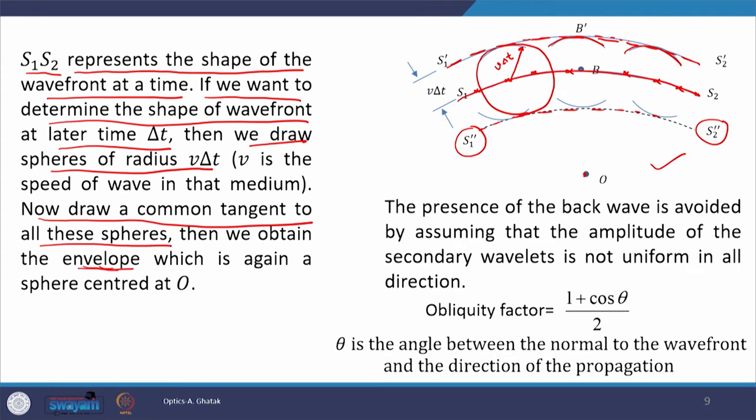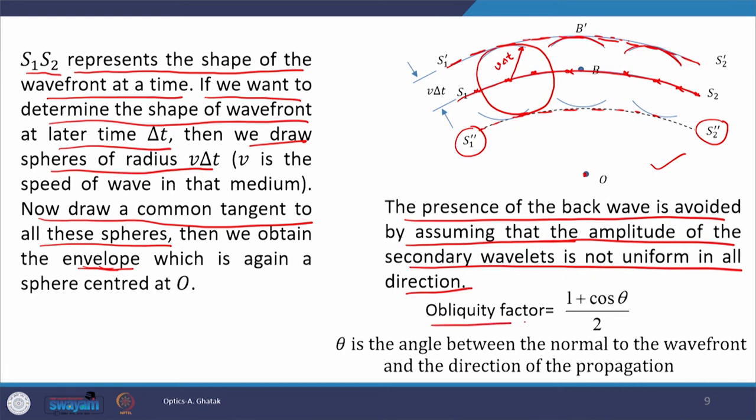This is one of the drawbacks of Huygens theory, and the presence of the back wave is avoided by assuming that the amplitude of the secondary wavelet is not uniform in all directions. Huygens just said that the backward propagation is not possible. Later the obliquity factor was introduced, and it was Fresnel who introduced the obliquity factor.